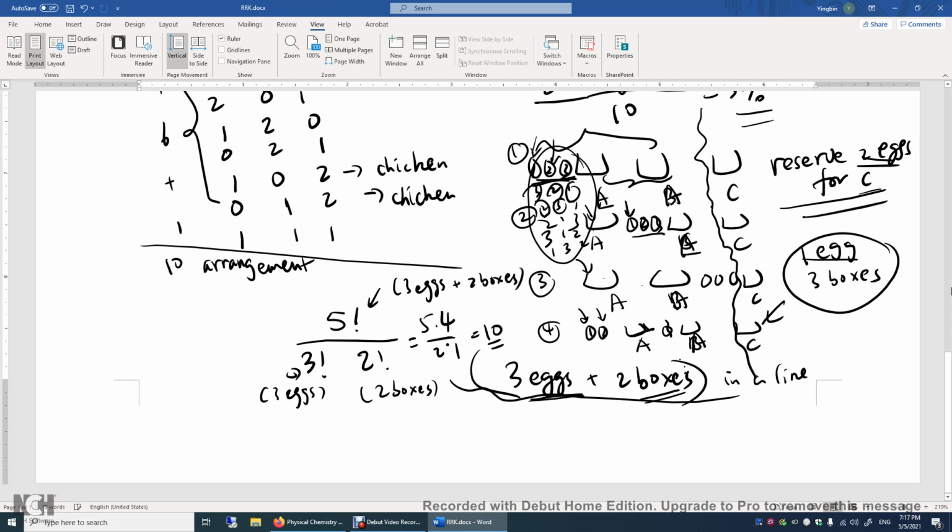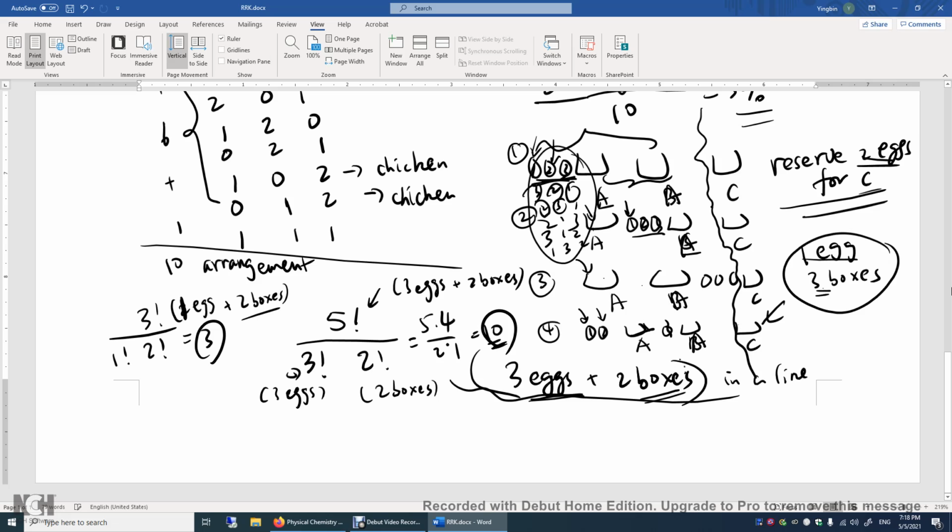Okay, we look at 1 egg plus 2 other boxes, because 1 box will have to be placed at the end. So it's going to be 3 factorial. Again, 1 egg plus 2 boxes. Why 2 boxes? Well, again, 1 box will have to be placed at the end of the line. And then divided by the permutation of 1 egg, which is 1 factorial, and the permutation of 2 boxes, which is 2 factorial. The result is 3.